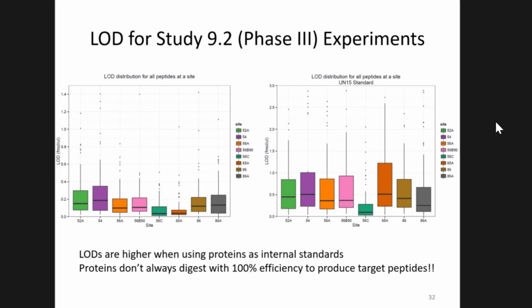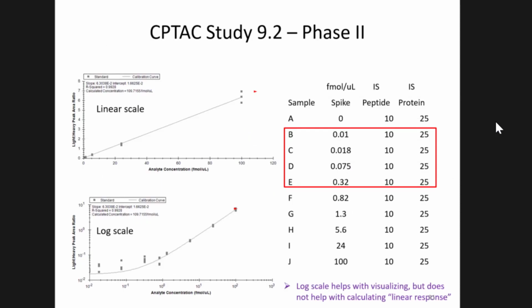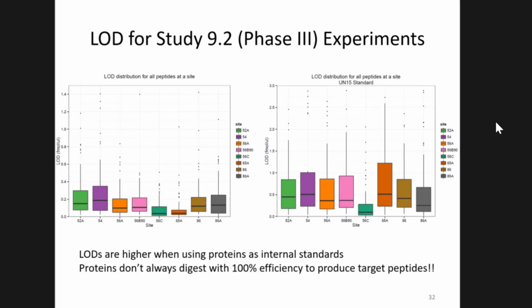Oh yeah, and then, right, the curves. So again, when you look at it on a linear scale, you can't see anything down here. So when we put it on the log scale, you can see where things begin to fall away from the line. So down below a femtomole is where we were beginning to see things not have a correlative response.